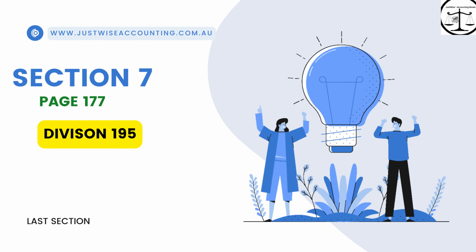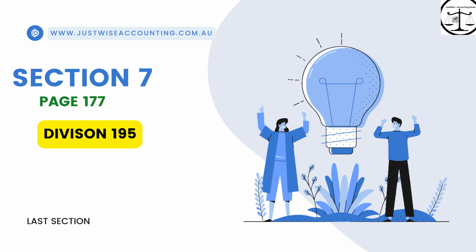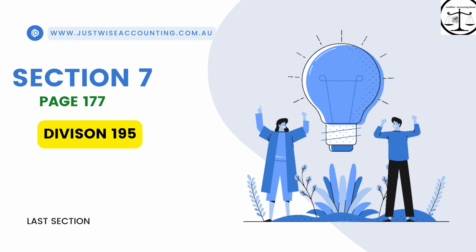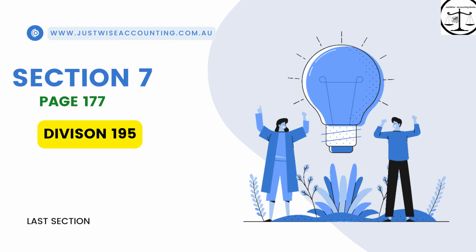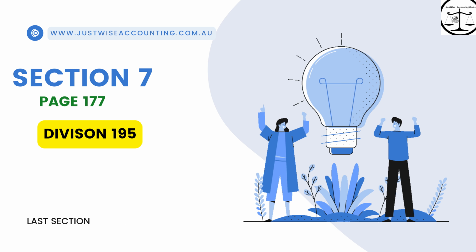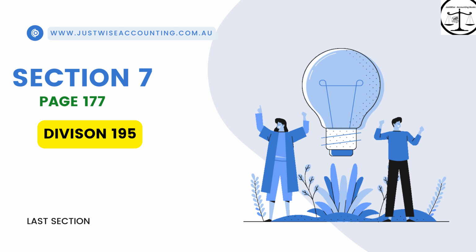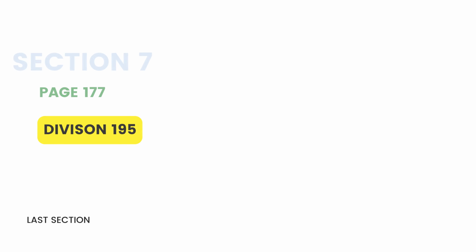That was it for section 6 of this video, which is page number 176 of division 195. Now we will have a look at the last section of this video explaining the GST Dictionary. This is section 7 of this video, that is page number 177 of GST Act subdivision 195. Please find words on screen.